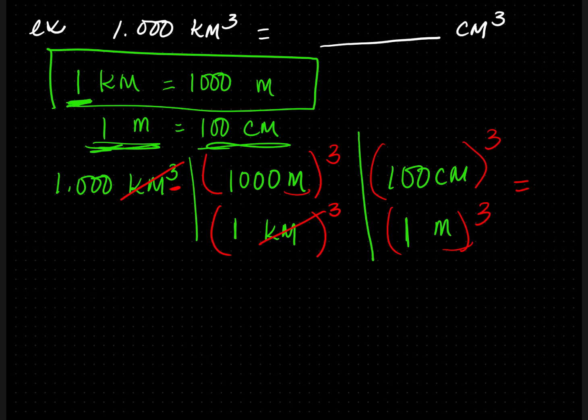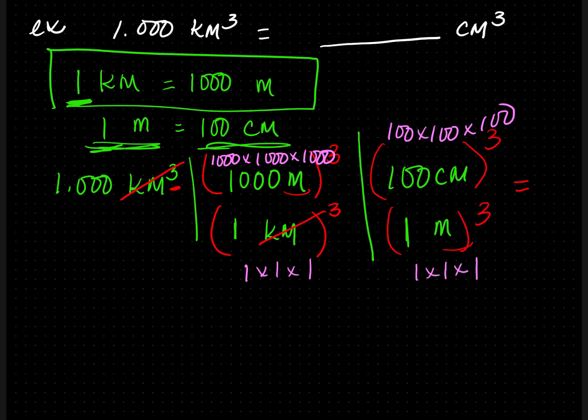When I multiply this out, 1,000 cubed is 1,000 times 1,000 times 1,000. 100 cubed is 100 times 100 times 100. In the denominator, 1 kilometer cubed is 1 times 1 times 1, and 1 meter cubed is 1 times 1 times 1. If you do all the math, you get the following: 1 times 10 to the power of 15 units of centimeters cubed. Now we need to go back and do sig figs.